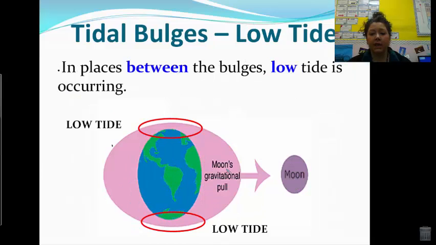And then when it rotates, and this part of the world is now up here or down here, basically in between the high tides, you're going to have a low tide. And that's where there's no bulge. So low tide occurs at the points in between the bulges. So every day we go through high tide, low tide, high tide, low tide.